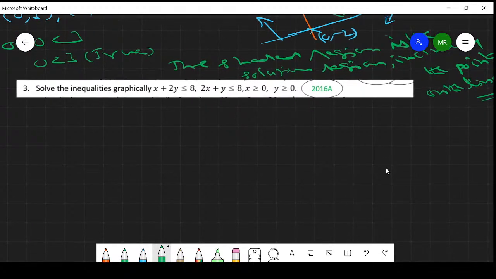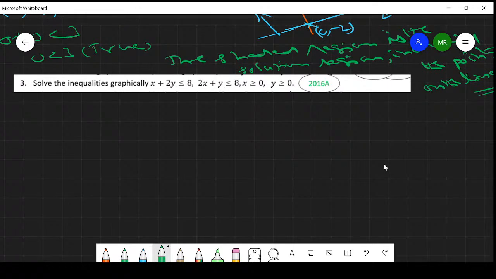Solve the inequalities graphically: x plus 2y less than or equal to 8, 2x plus y less than or equal to 8, x greater than or equal to 0, y greater than or equal to 0. First take x plus 2y less than or equal to 8. When x equals 0, the y value is 4. One point is (0, 4).